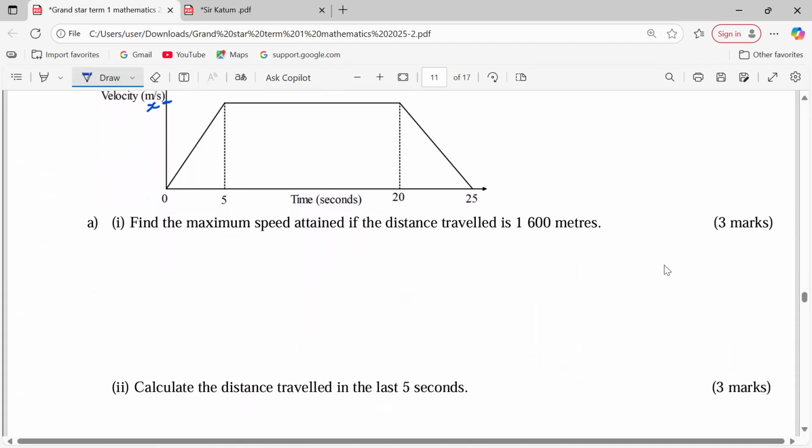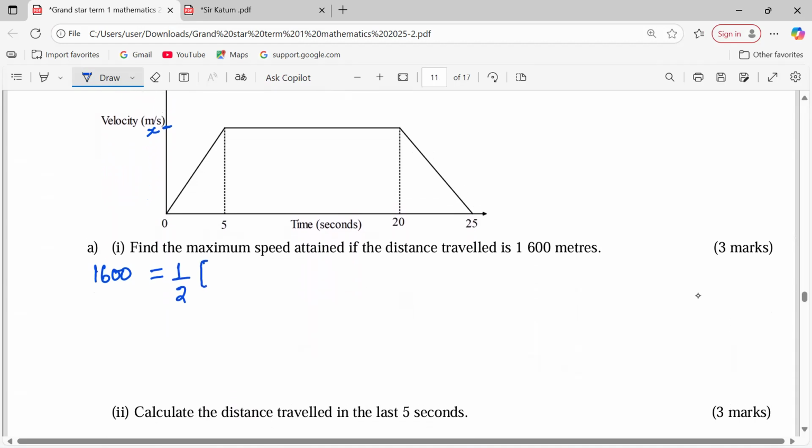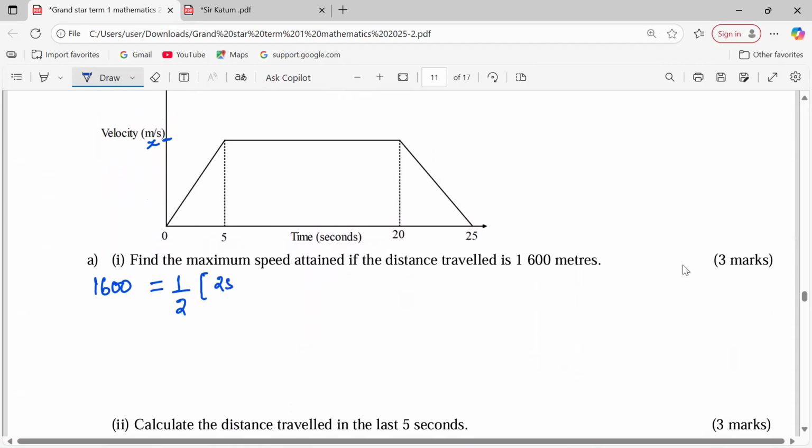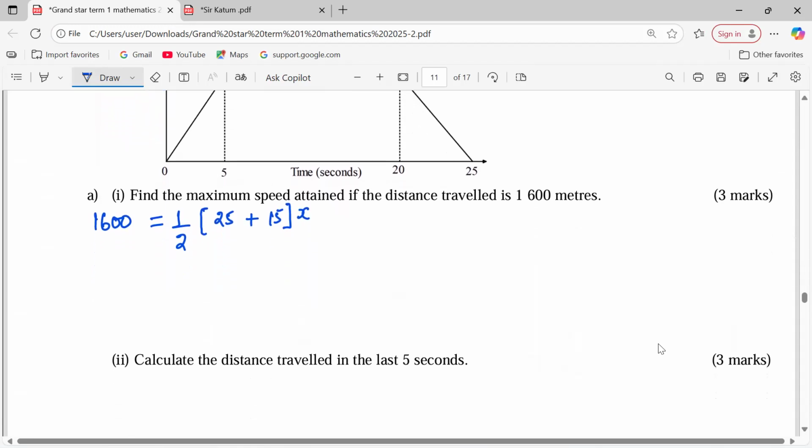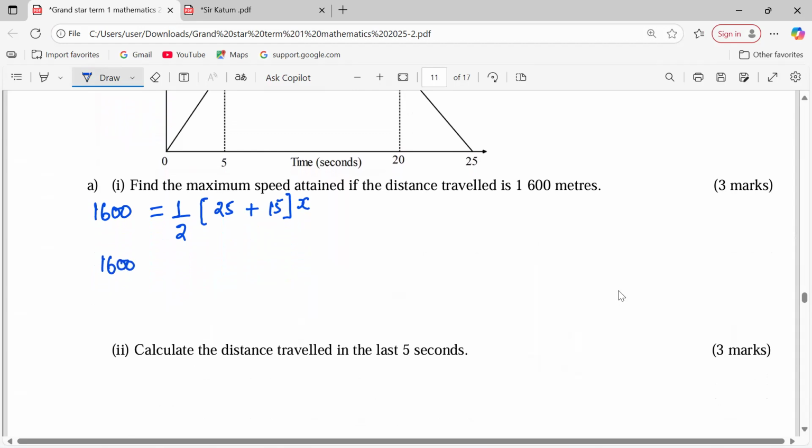Therefore, we say the total distance should be given by the area of the trapezoidal shape, which is half into the two parallel sides, whereby the first side is 25, from 0 to 25, and the other one is from 5 to 20. From 5 to 20 is 15 units. Then times the vertical height between them, which is just x. Therefore, 1600 equals 40 times half, 20x.